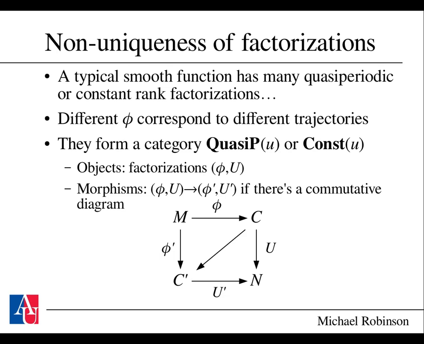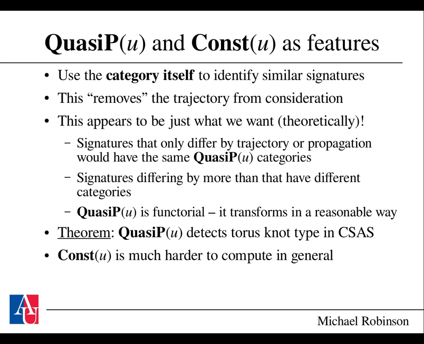These categories, either QuasiP if you're dealing with quasi-periodic factorizations of a single smooth function U, or const U, describing the constant rank factorizations, I think they're actually not too bad as features. And in fact, what I would suggest is that you use the category itself as a feature that you classify on. This effectively removes the trajectory from consideration, and it looks like theoretically just what we want. The signatures that differ only by trajectory or propagation have the same categories, effectively by definition.